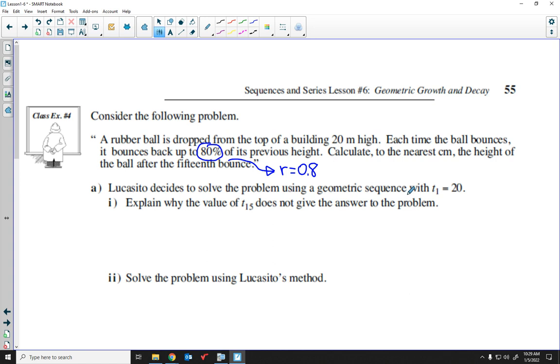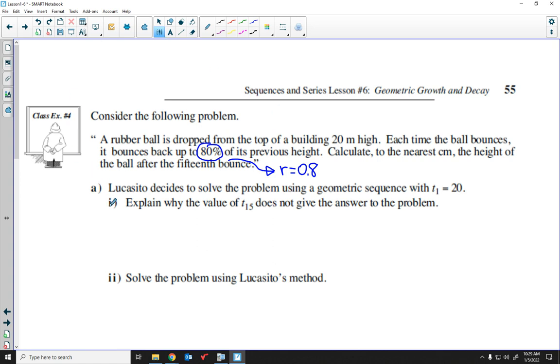Okay, now we're going to solve this problem using 2 different strategies, and it's going to have to do with the n value again and how it properly matches up with the term number. So the first student decides to solve the problem using a geometric sequence with t1 equal to 20. Now it says explain why the value of T15 does not give the answer to this problem.